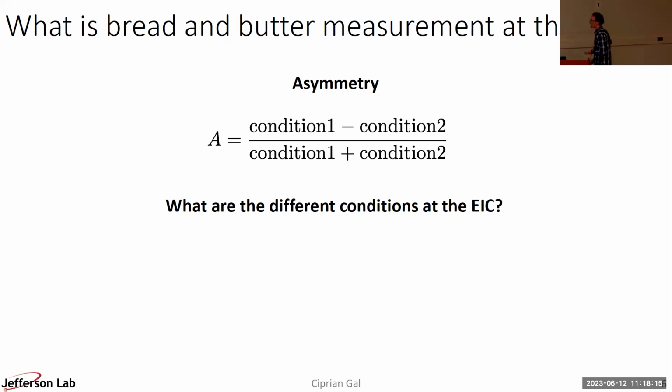All right. So we have different conditions at the EIC. What makes the EIC special in this case? He mentioned electron polarization. Anything else? Higher luminosity, right? I think that's the biggest. How about the hadrons? What about them? They also can be polarized.